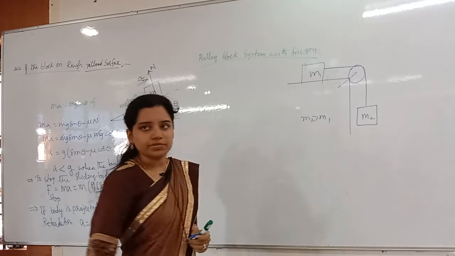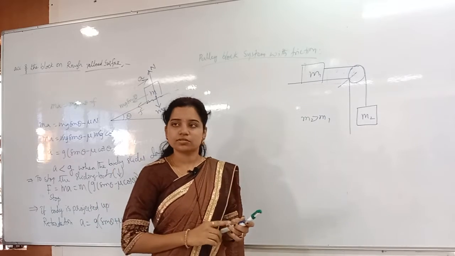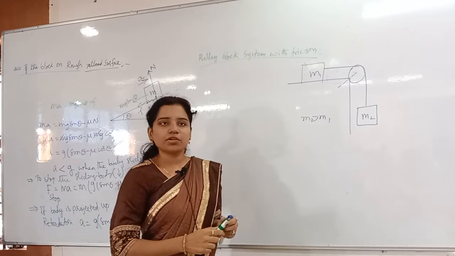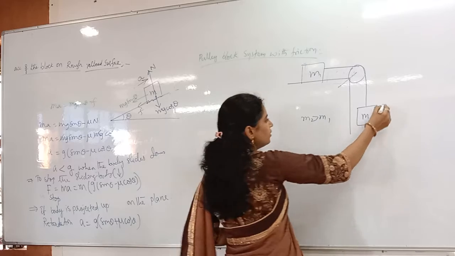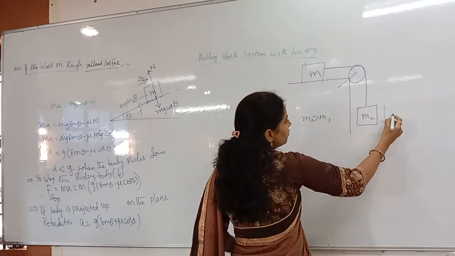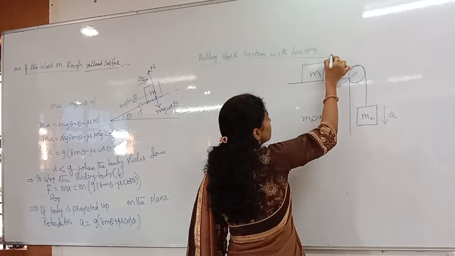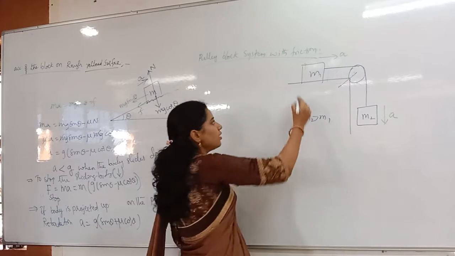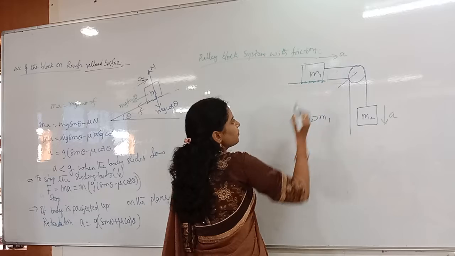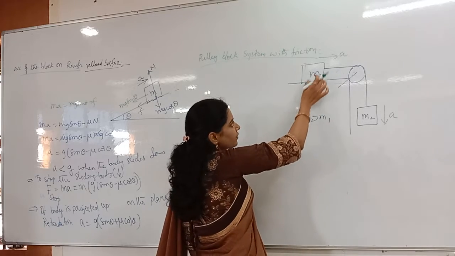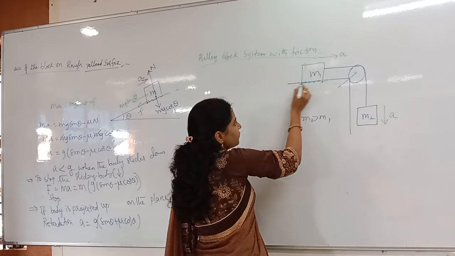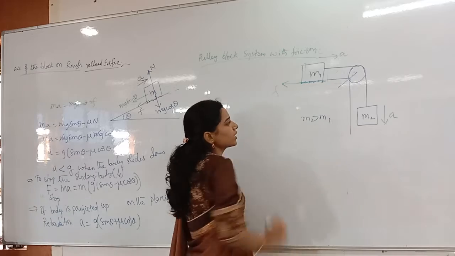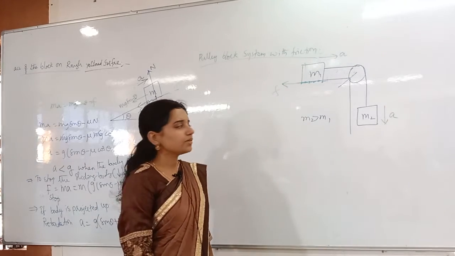If m2 is greater than m1, then what happens? m2 will come down, right? m2 will move down with acceleration a, which means m1 also will move in the right side direction with what acceleration? Acceleration a only. Now it is a frictional surface. Whenever it is a frictional surface, here acceleration is acting, so friction will act in which direction? Opposite direction. F is acting in the opposite direction.